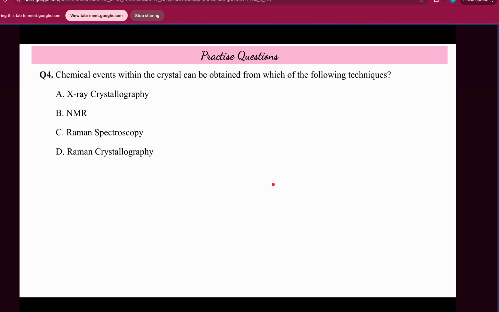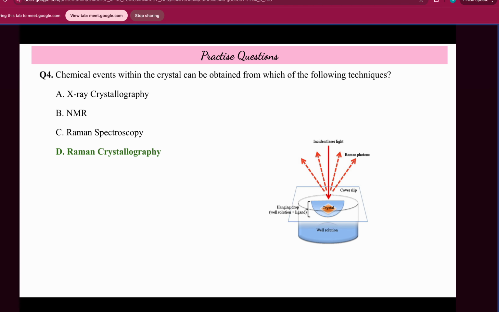Yeah, so this is also quite straightforward. The right answer is Raman crystallography. To avoid confusion with X-ray crystallography, here they are talking about the chemical events within the crystal. In X-ray crystallography, there is not much movement of the protein molecule inside the crystal. It is more rigid. It does not have that much freedom to change conformations or undergo interactions.